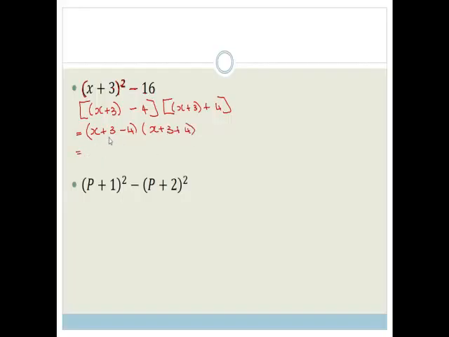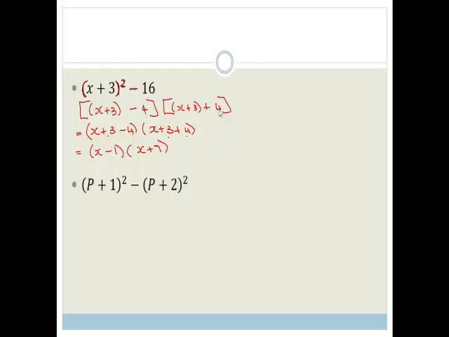We haven't finished because these are like terms, because they've got no coefficients. So we've got x minus 1, and then 3 plus 4 is plus 7, x plus 7. And there you go. We have now factorized this completely. Grade 10s, you would have got the same answer if you'd multiplied this out, subtracted the 16, and then factorized again. But this is much quicker and easier.